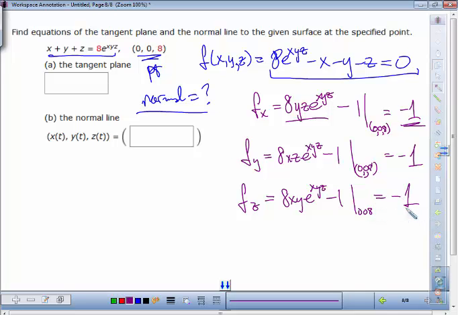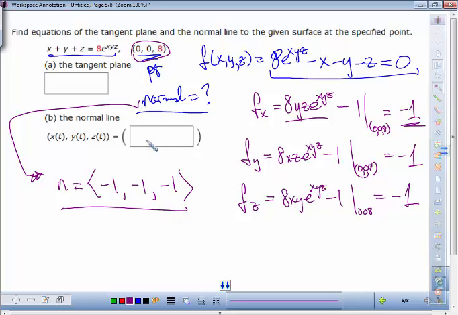So it looks like it's going to be negative 1 all the way across. But that is going to be your normal vector. So your n is going to be negative 1, negative 1, negative 1. So we're done. We have a point and a normal. We can make a plane. We can make a normal line. I think that's all we can do. But we can do that easily, right?